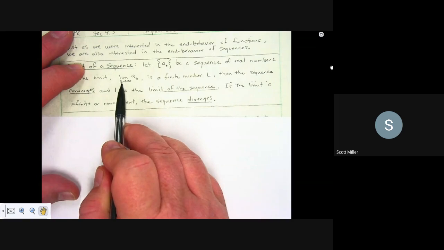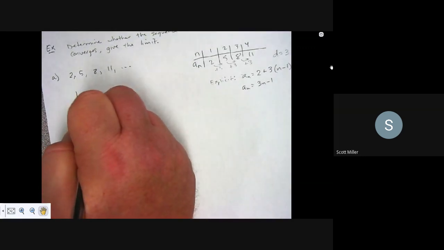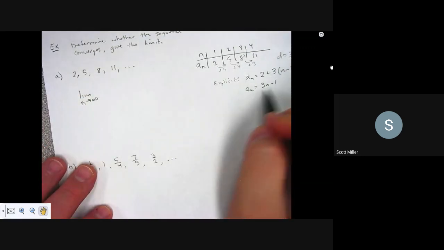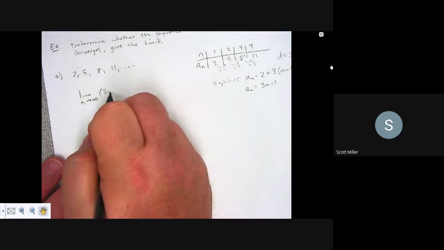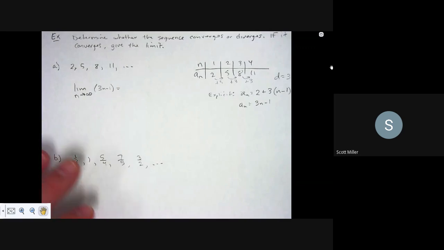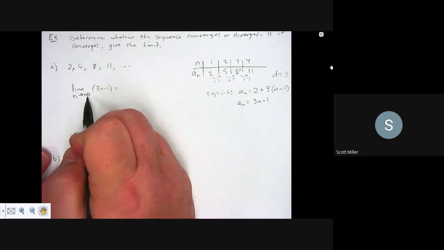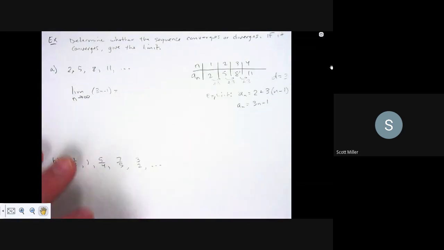I want to take the limit as n goes to infinity, and I'll show you how that works. So we want to find the limit as n goes to infinity of a sub n, which is 3n minus 1. To find a limit like this at infinity, what you want to do is think, what happens at a really, really, really large number? And I always tell people, don't even think about any number below 1 million.